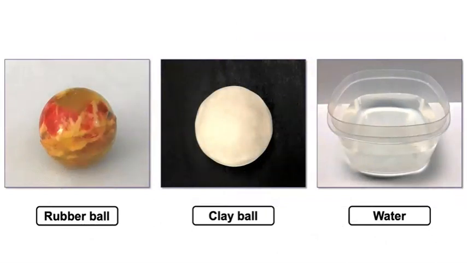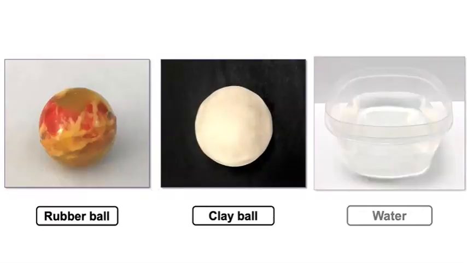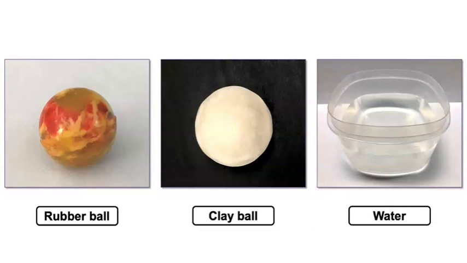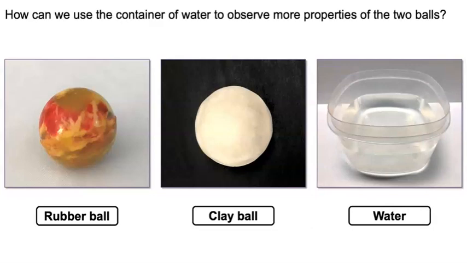To observe the first property, we will use the rubber ball, the clay ball, and a container of water. How can we use the container of water to observe more properties of the two balls? Do you think we can put the balls in the container of water and see what happens to them? I agree.